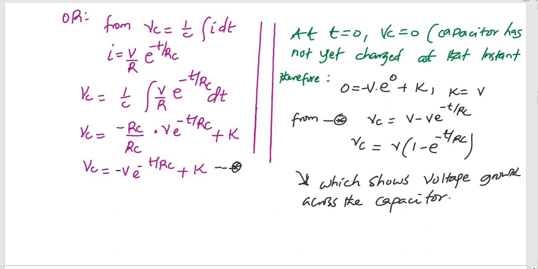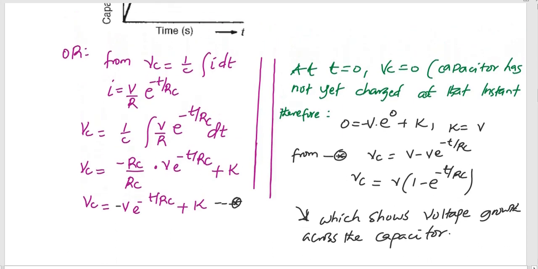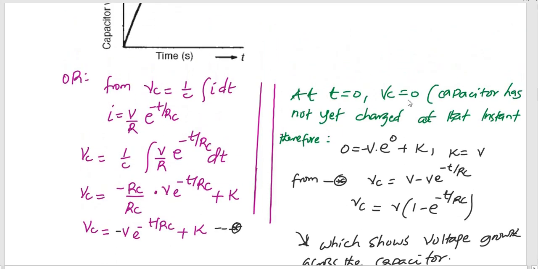So now if we use boundary conditions at t equal to 0, VC, the voltage across the capacitor, is 0 because the capacitor has not yet charged at that instant. If we substitute in this equation star, 0 is equal to negative V exponential of 0, because at t equal to 0 this whole exponent becomes 0. So exponential of 0 we know is 1, then plus K. It means the constant K is V. So substituting in, VC will therefore equal V into 1 minus exponential of negative t divided by RC.